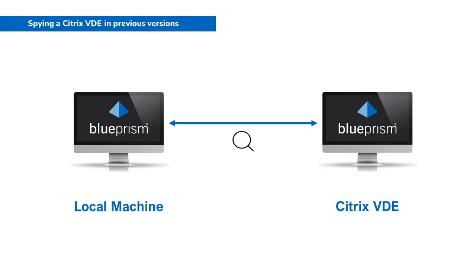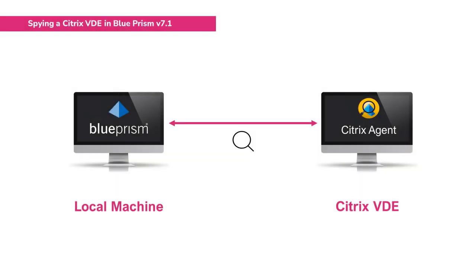Previously, if users wanted to automate on a Citrix VDE, they'd need a full installation of Blue Prism on both the local machine and the Citrix VDE. With version 7.1, this is no longer the case. The Citrix VDE only requires the installation of the new lightweight Citrix agent. I'm now going to show you how to install this.